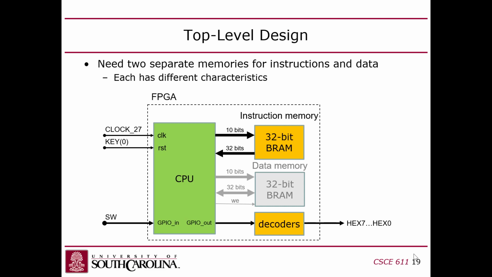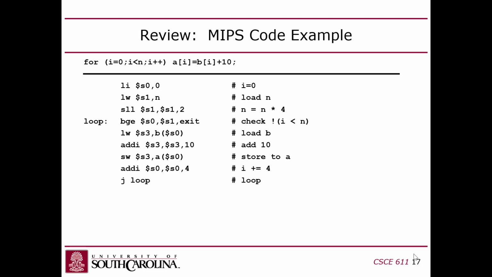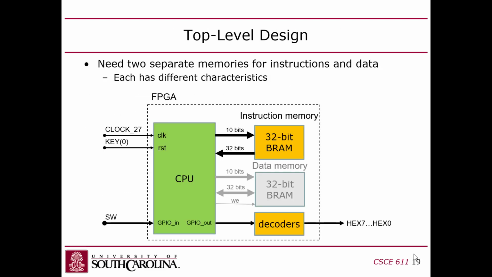So here's a picture of what it'll look like. If you go back to that slide where I had the instructions, we're not going to implement load word and store word in the first lab. We're going to leave those off for now. So we're not going to do loads, stores, and control instructions, branch and jumps. So we're not going to put the data memory in, so I grayed that out.